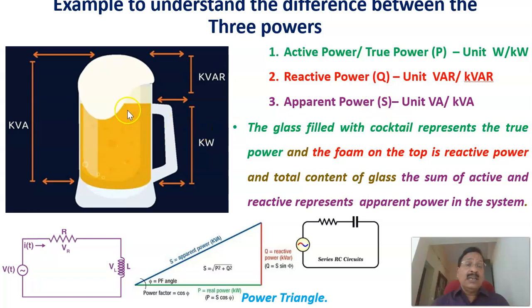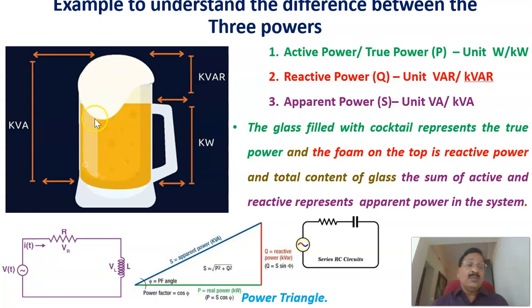This represents the volume of the cocktail inside the glass. That is the useful one. Active power is a useful power, represented by the cocktail. The foam above that is reactive power. It is not used, not a useful power, but it is required.